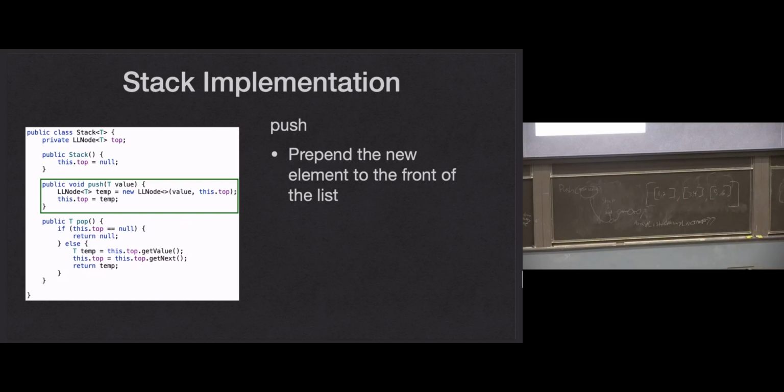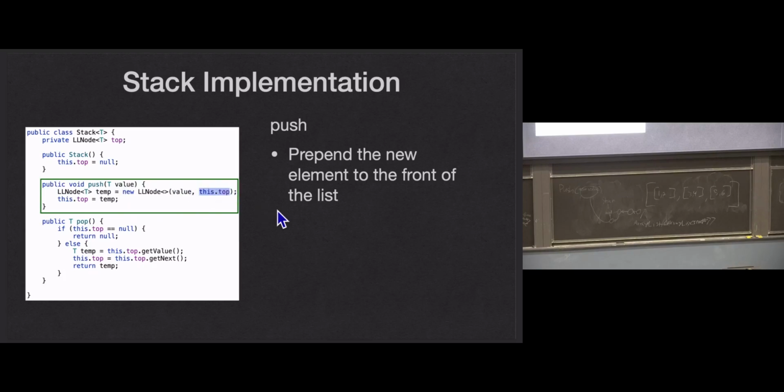We would create a new linked list node and then set the next of the new node to the head of the old list, the old head of the list. So I've effectively prepended this value. I'm creating a new node with this value, and next is whatever the old value is.